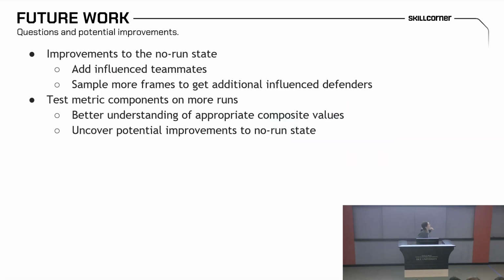The last thing I want to say is just the future improvements and work. The no-run state, I see a lot of improvements to it that we can address. We sampled from the initial and the final frame of the run, but you could definitely sample across the entire run to get more influenced defenders and potentially add influenced teammates and adjust their positioning. One thing I'm interested in is testing the components on more runs, especially more positional groups. We were able to find logical gaps when we were beta testing that allowed us to rewrite some aspects of the no-run state. We noticed when goalkeepers had the ball, we had a major issue and addressed those.